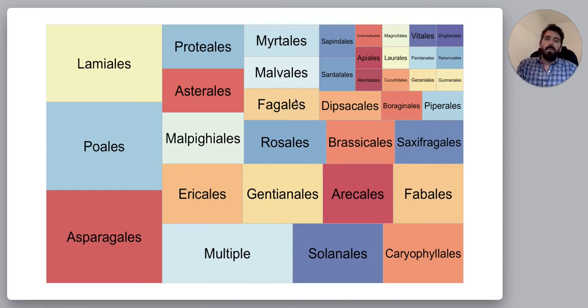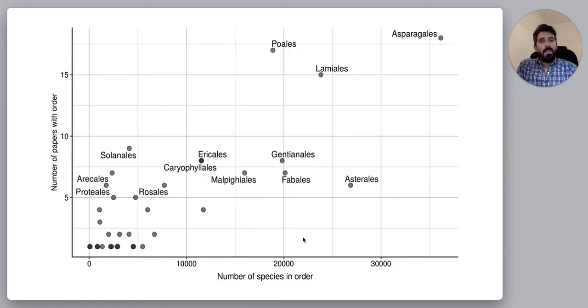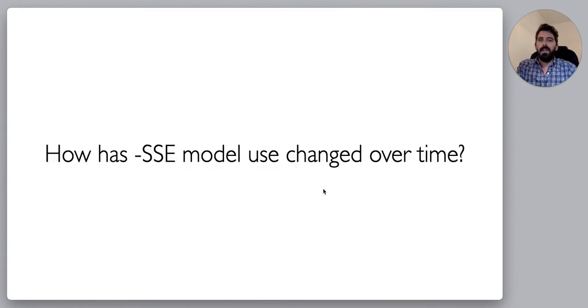To develop upon this theme, we plotted the number of species in an order on the x-axis versus the number of studies on that order on the y-axis. It reveals quite a linear relationship, where more effort is being put into larger orders, as we might expect. But this also points out that there are groups that are relatively understudied, such as the Asterales, where there are lots of species, but not so many papers investigating their trait-based diversification. The data we collated also allowed us to explore trends in how SSE models themselves are used.